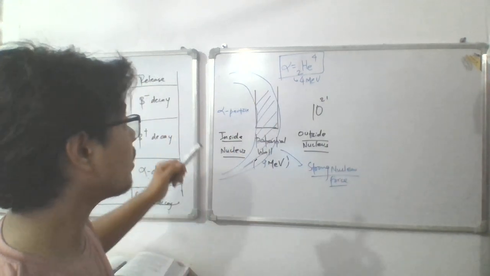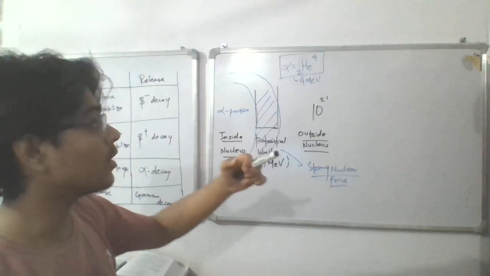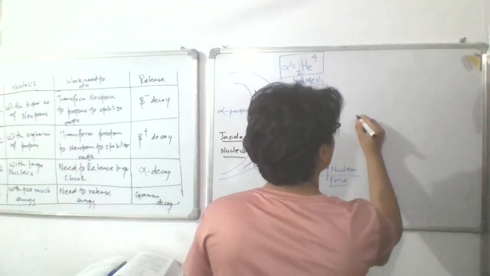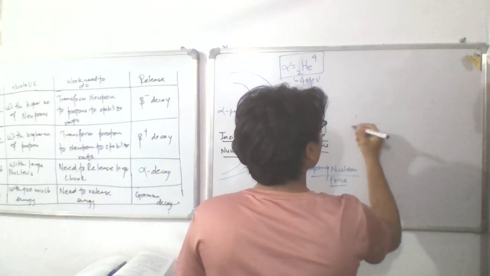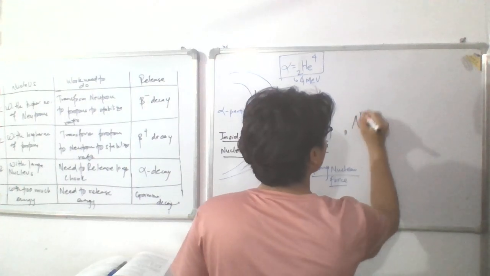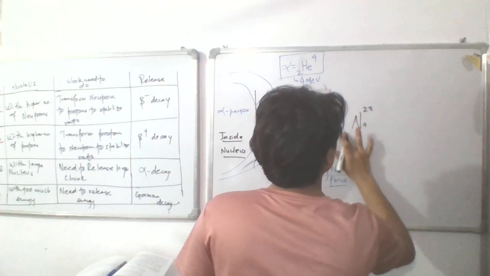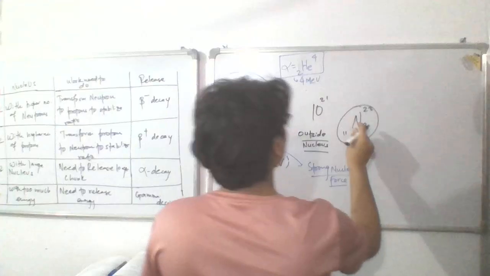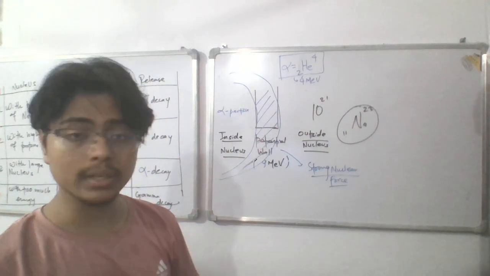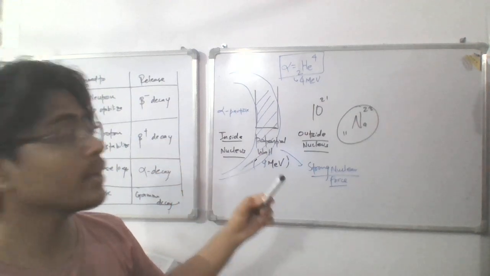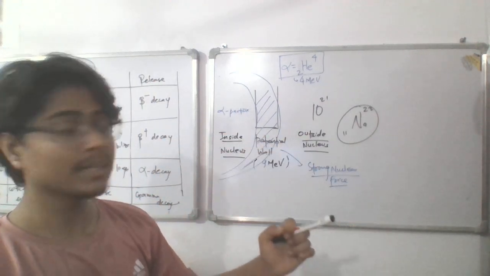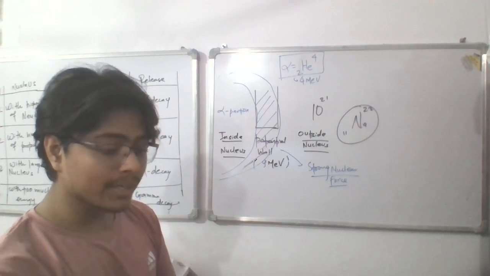If you take any other element, for example, not only the helium nucleus, let's take a sodium nucleus. Let's suppose a sodium nucleus would be like this, and it wants to come out of this nucleus. It would have some probability of tunneling through this, but the probability would be so negligible that it won't practically happen.